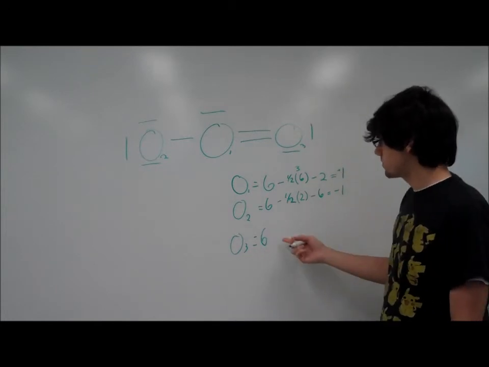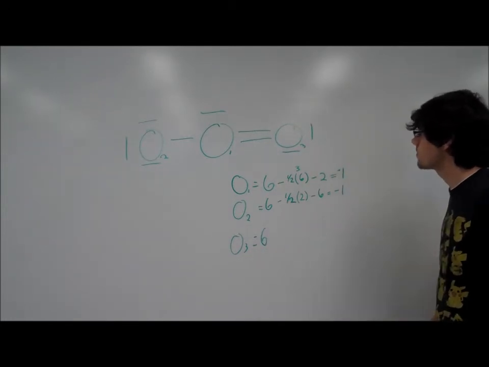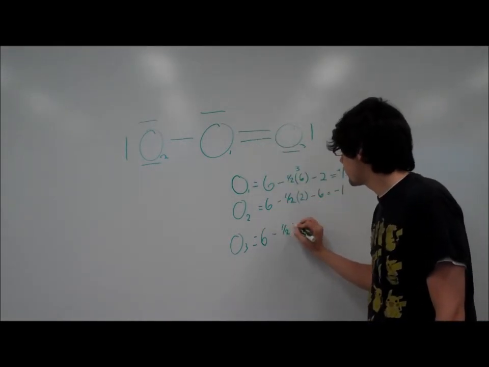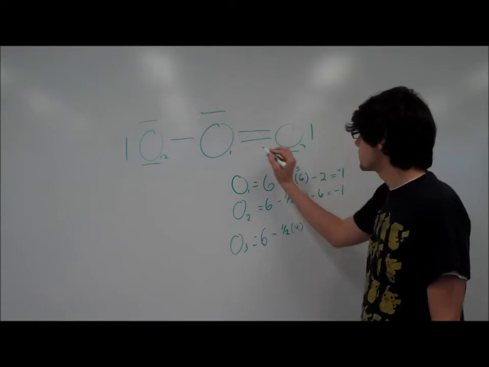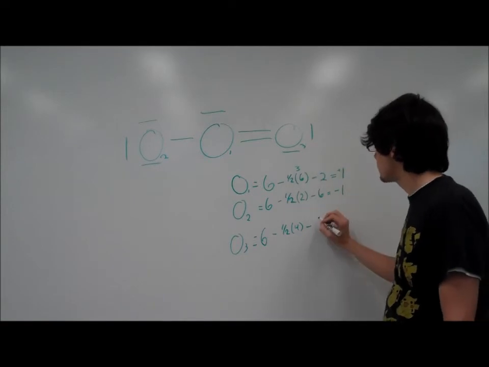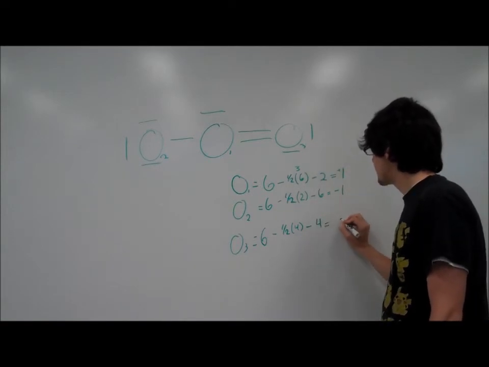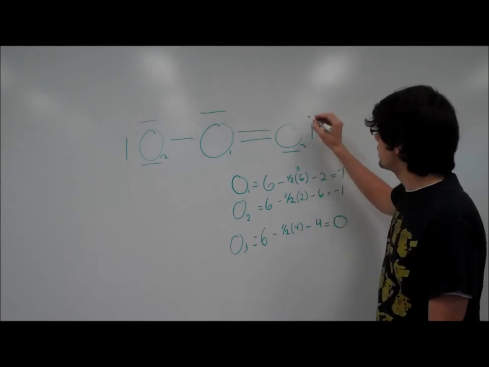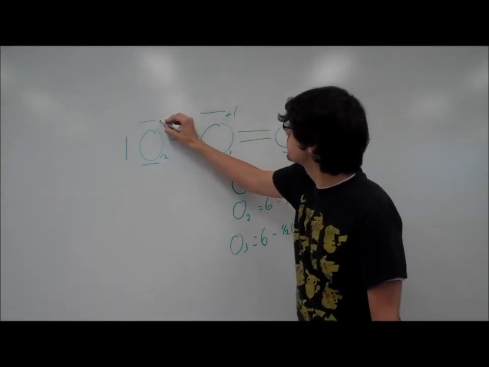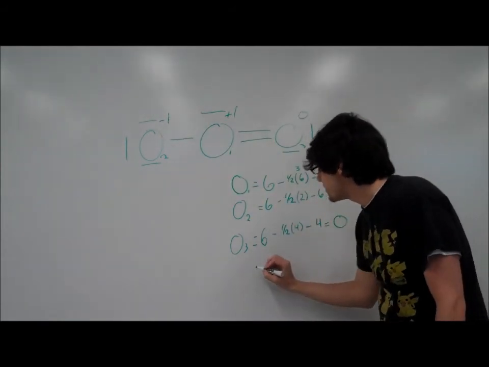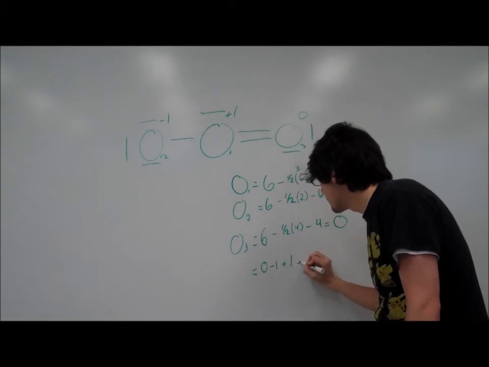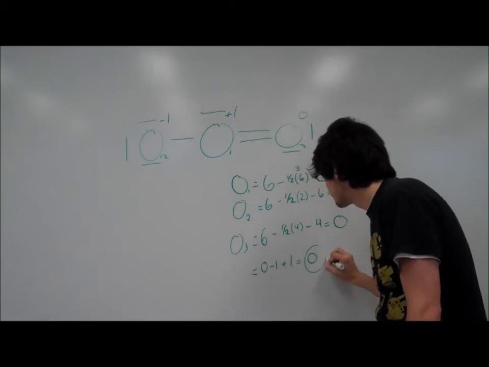Looking at our third oxygen, obviously 6 valence electrons, we have 2 bonding pairs, so 1/2 times 4 is 1, 2, 3, 4 electrons, subtracted by our lone pairs, which is also 4, which will give us 0. So this has a charge of 0, +1, -1, which when we add these together, 0, -1, +1, gives us an overall charge of 0.